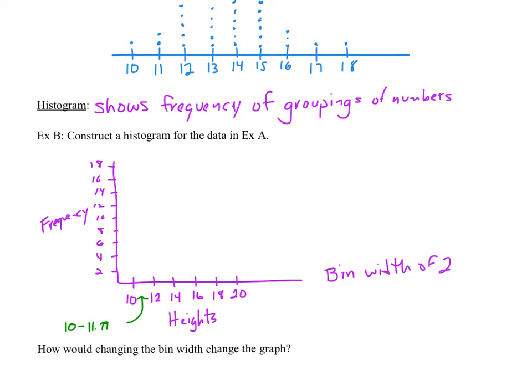So for 10 through 11, up to 12, but not including, we only have 3, right? So I'm going to go up 3 and show that. And then for 12 through 13, but not to 14, we have 12. So I draw my box there. 14 through 15, but not including 16, there's 14. 16 up to 18, but not including it, there are 4. And then 18, yeah, it belongs in this one, and there's just one 18, right? So I go over there. Okay.